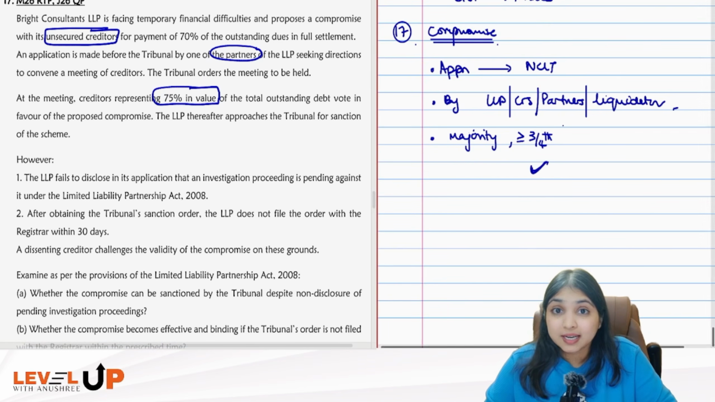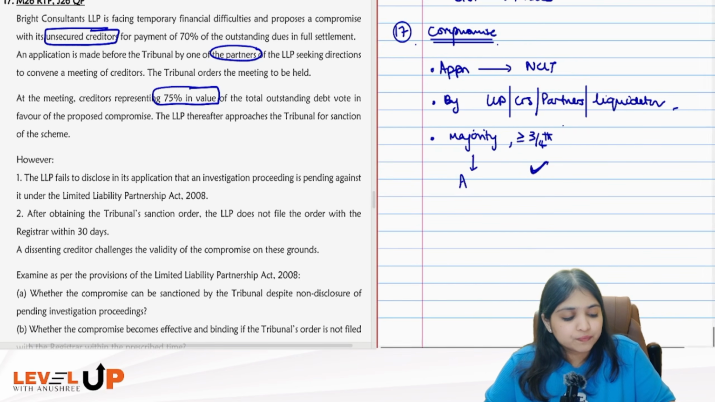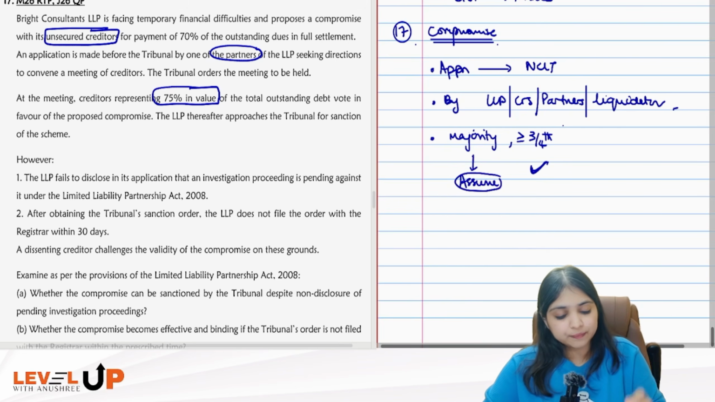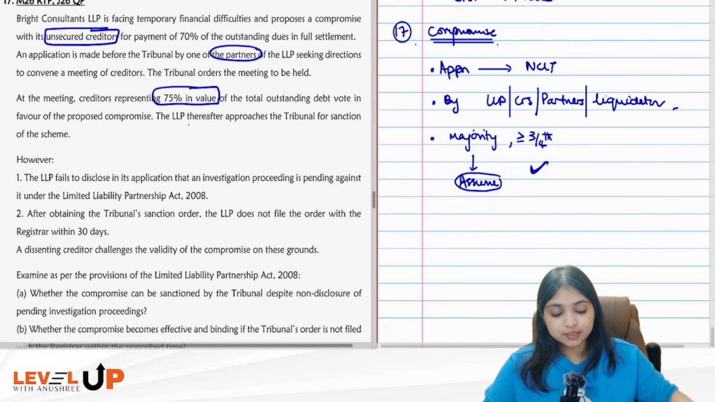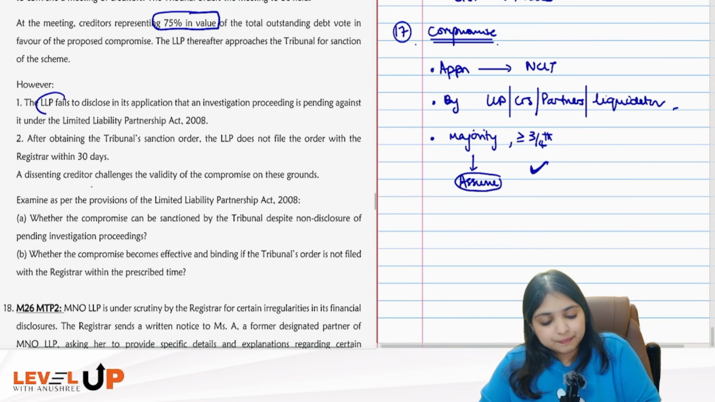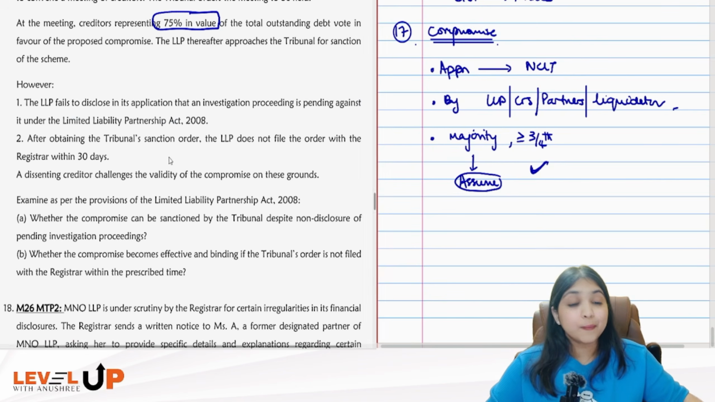So we got consent from creditors holding 3/4 in value of the debts, but we'll assume that they also constitute a majority of the creditors. Okay. LLP thereafter approaches a tribunal for sanction of the scheme. However, the LLP fails to disclose in the application that an investigation proceeding is pending against it under the LLP Act. Now about this we have to talk.